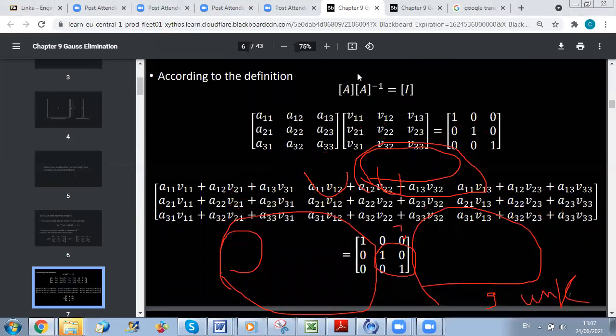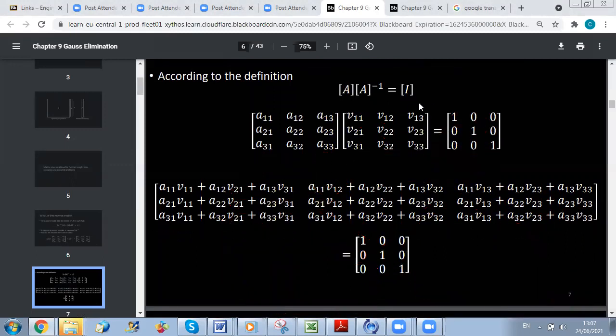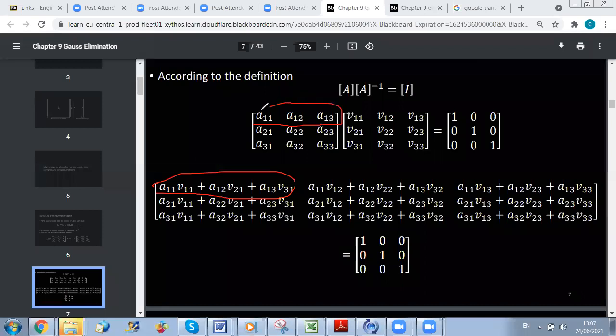If I put A times A^-1 equals the identity matrix and do the expansion, the first element of my expansion will be obtained from multiplying the first row of A by the first column of A^-1. So I have A11 times B11 plus A12 times B21 plus A13 times B31 will give me the first element. By comparison, this should be equal to 1. So this will be your first equation.